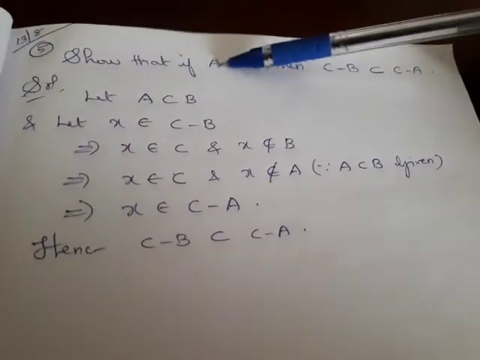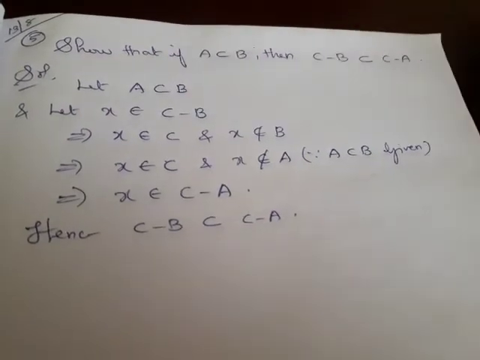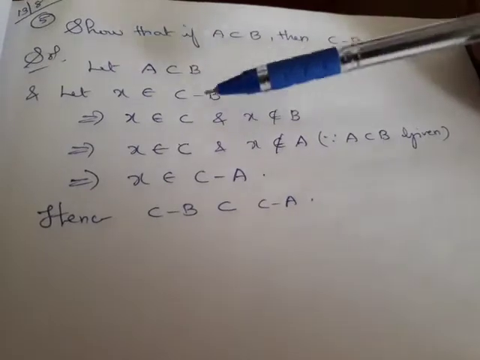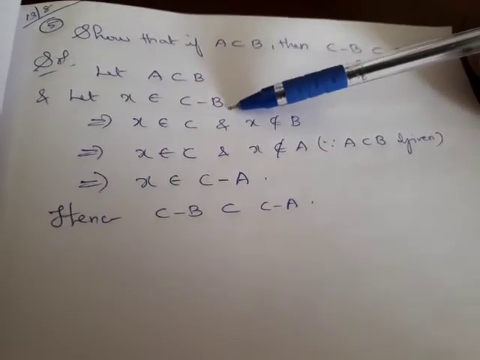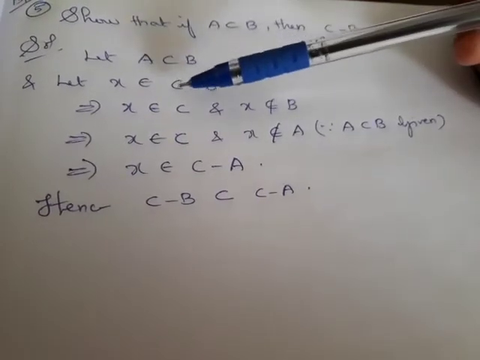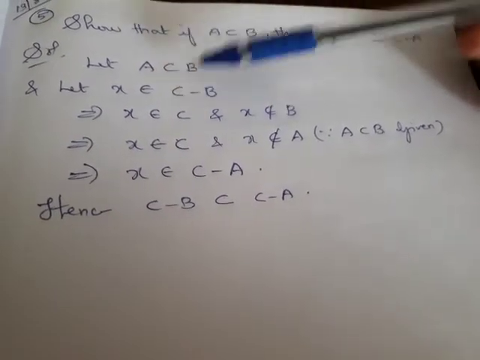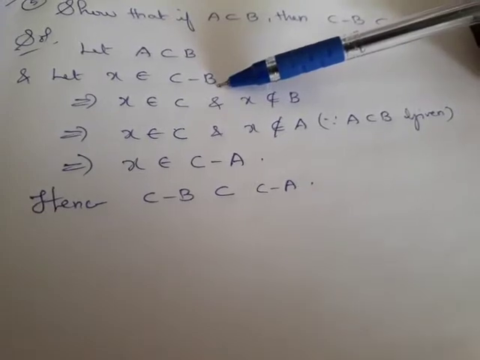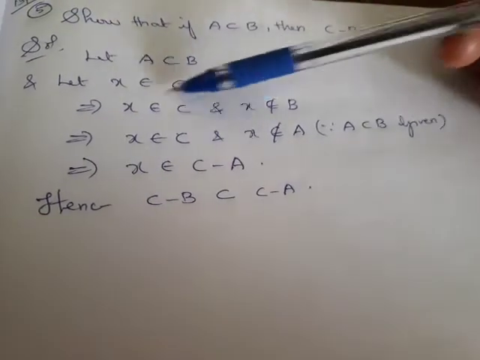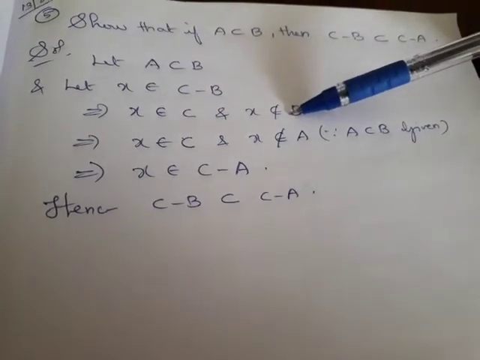Here they have given A is a subset of B. So we have taken an element X from C minus B. Then what is the definition of C minus B? The difference of two sets, which says that particular element belongs to the first set and it does not belong to the second set. That is the definition of a difference of two sets. So X belongs to C and X does not belong to B.